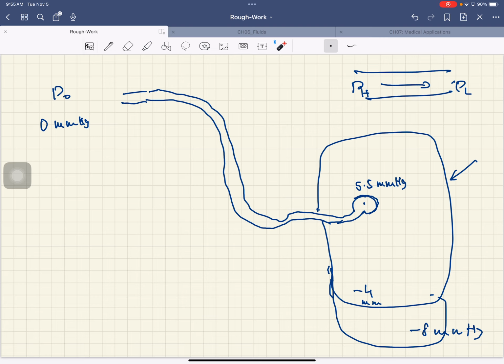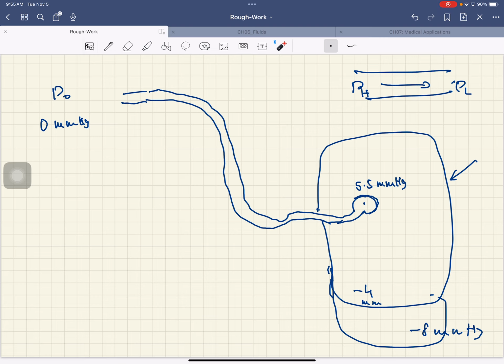When you want to breathe out, you collapse your diaphragm. The pressure in the interthoracic cavity is -4 millimeters of mercury. 5.5 minus 4 is plus 1.5 millimeters of mercury. The pressure is higher, air flows out. Do you guys understand that?